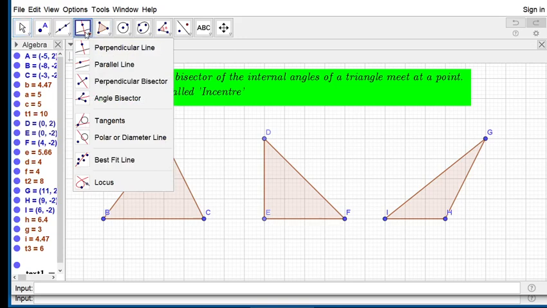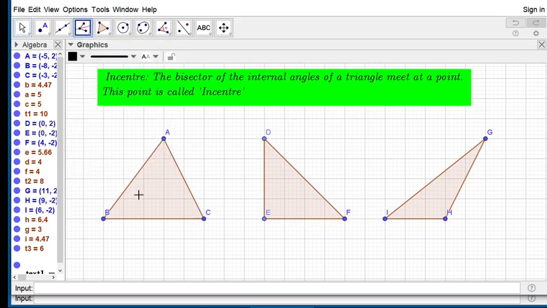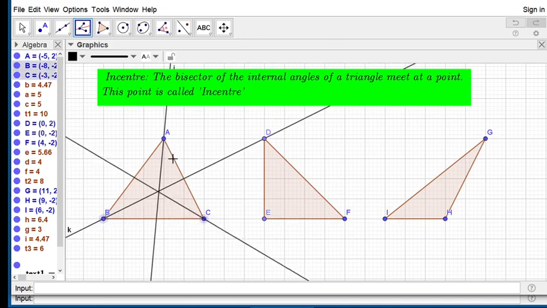Let me find the angle bisector. Select 3 points here: B, A, and C. Angle bisector A, B, and C. Angle bisector. Then B, C, and A. Angle bisectors. Yes, now this is the incentre of what?